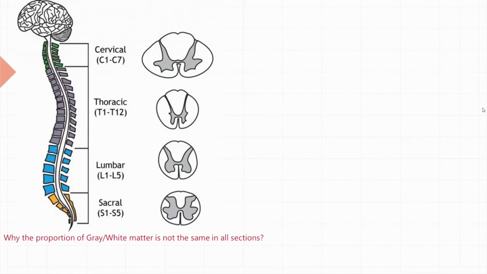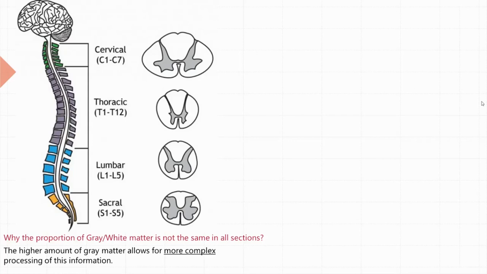So the answer to that is very simple, because the amount of gray matter in a spinal cord segment varies depending on the function of that region. So it means that a higher amount of gray matter allows more complex processing of information. An example of that is the cervical segments, which are located closer to the brain and have a higher proportion of gray matter compared to the white one. This is because the cervical segments are involved in the processing of sensory and motor information related to and from the upper limbs and head.